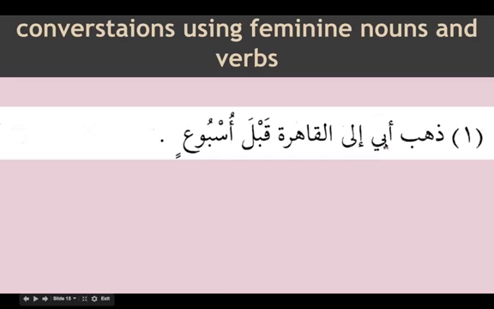So look here. Abi, what compound is this? It is mudaf ilayhi. It is actually abu plus ya mutakallim. So we know this is marfu. If it was about him, it is abuhu. So because of ya, it becomes abi. So this is the fa'il. Abu is fa'il and wahuwa mudaf ya mutakallim.